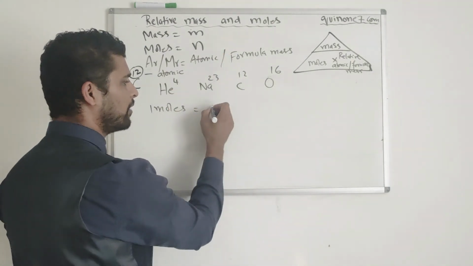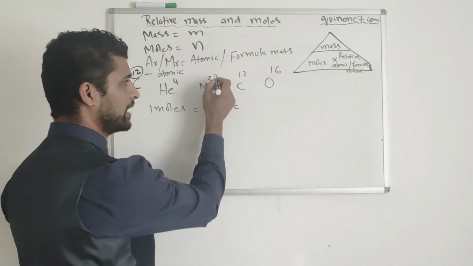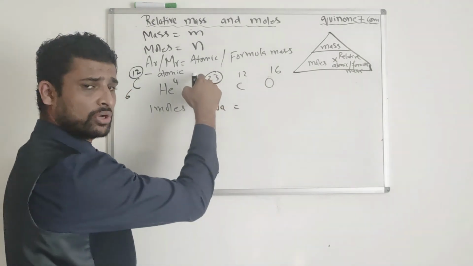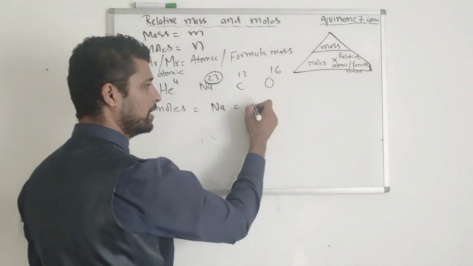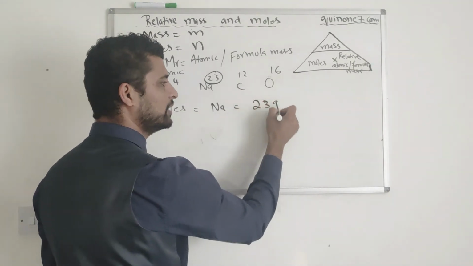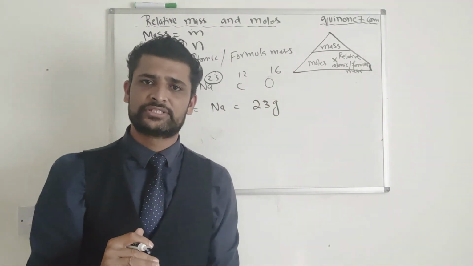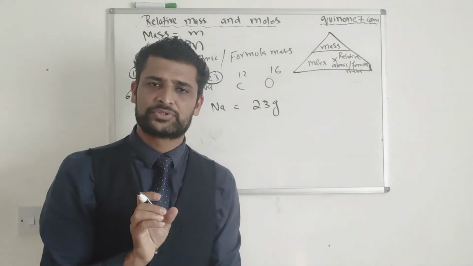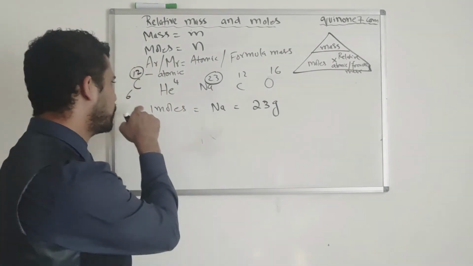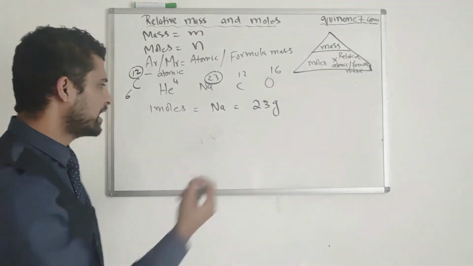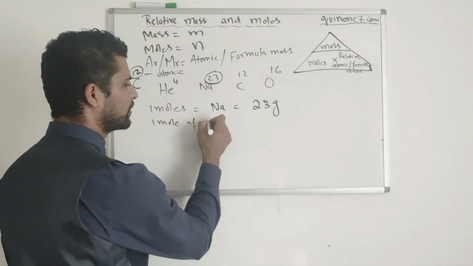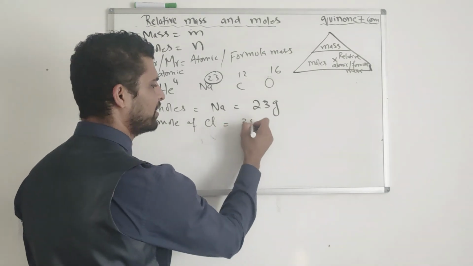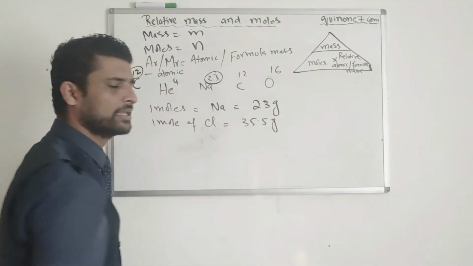So it goes the same for these as well. 1 mole of sodium contains the number written on the top, so you can actually use that. 1 mole of sodium has got 23 grams. In the other sense, 23 grams of sodium has got 1 mole in it. Same goes for the rest of them. 1 mole of chlorine will have 35.5 grams in it.